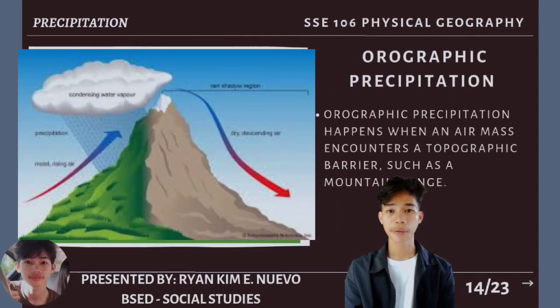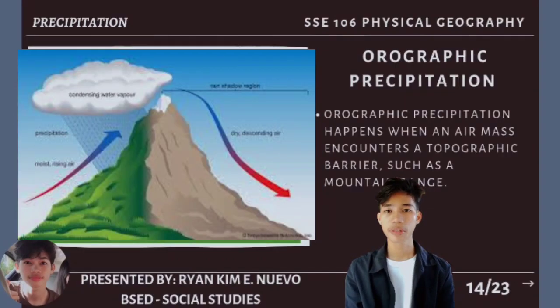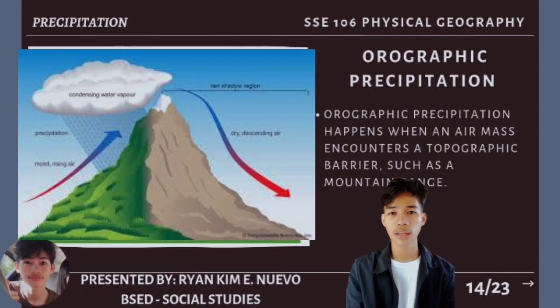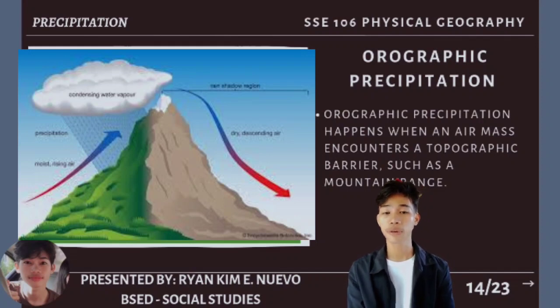Next is the orographic precipitation. Orographic precipitation happens when an air mass encounters a topographic barrier such as a mountain range. As the air is forced to rise over the barrier, it undergoes adiabatic cooling. This cooling can result in the formation of clouds and precipitation on the windward side of the mountains.